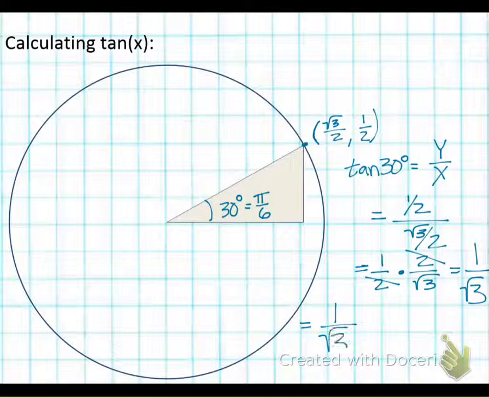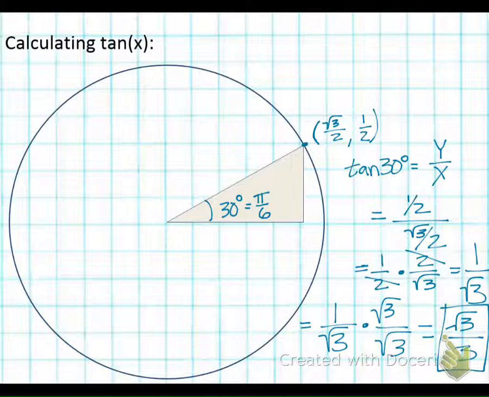I have 1 over rad 3, and I want to rationalize the denominator, so I'll multiply top and bottom by rad 3. That gives me rad 3 over 3 as a final answer for tangent of 30. And if you look back in your notes, when we were dealing with special right triangles, that's exactly what we found for tangent of 30 as well.